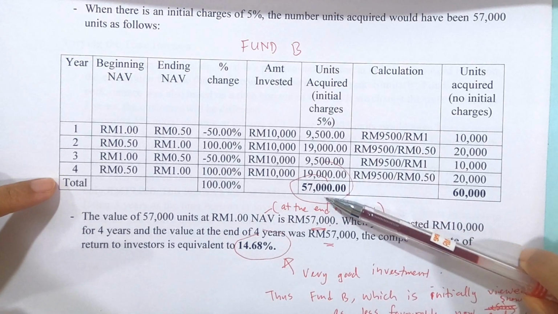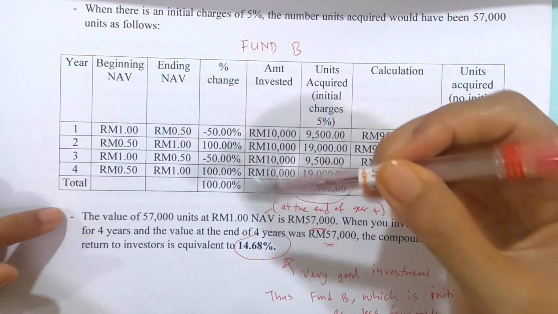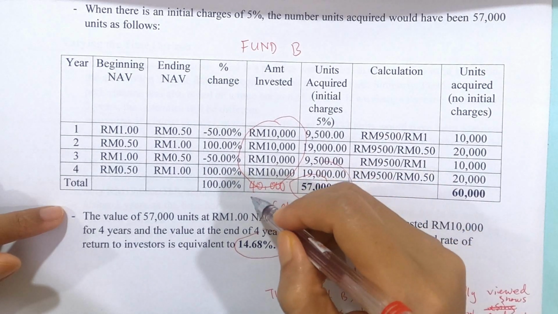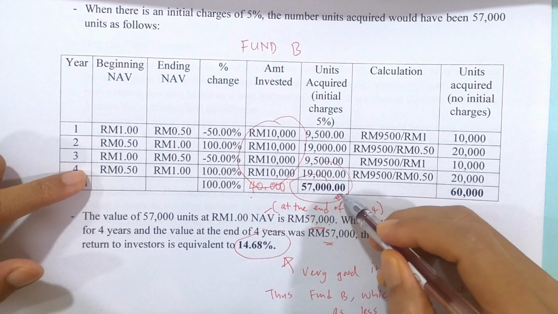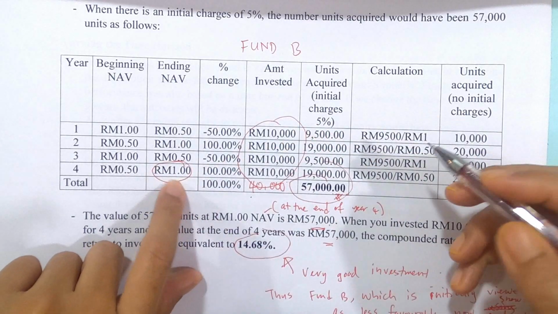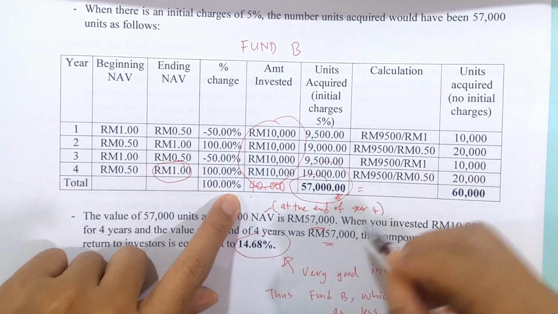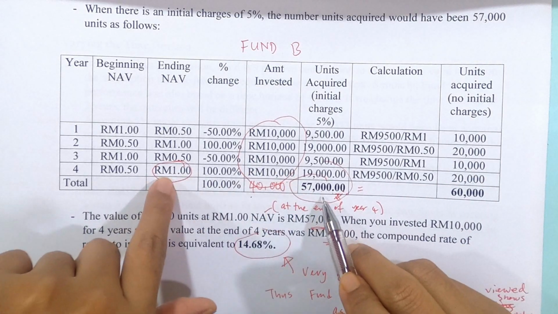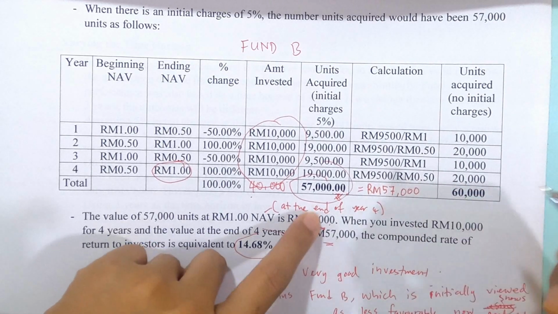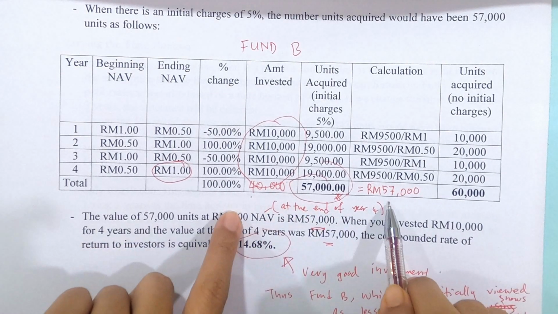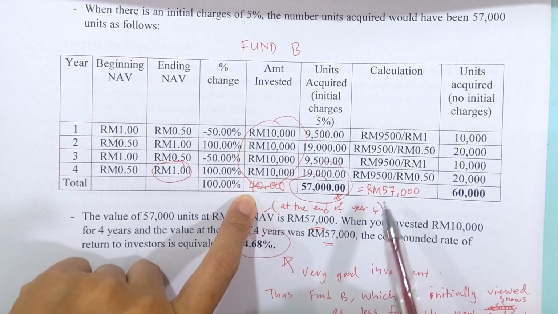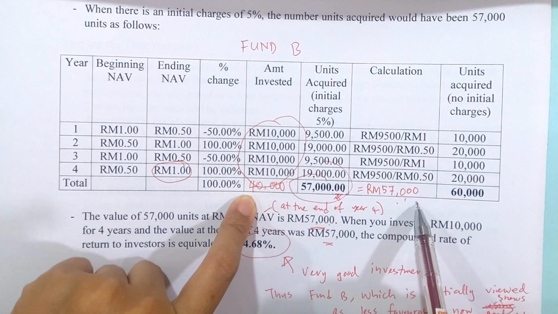That is 57,000 units. Despite the investment of 40,000 ringgit, the units acquired are 57,000 units, and if we multiply by the ending net asset value at the end of year 4, which means 57,000 units times 1 ringgit, that is equivalent to 57,000 ringgit. So in this example, you can see that by having an investment of 40,000, you can get a return of 57,000 after 4 years.